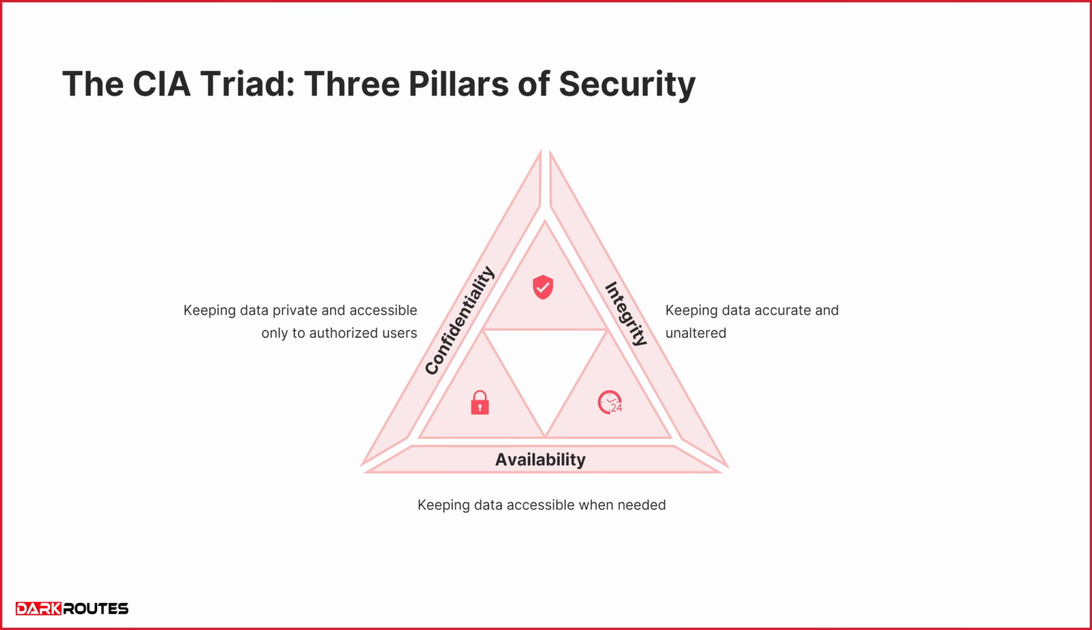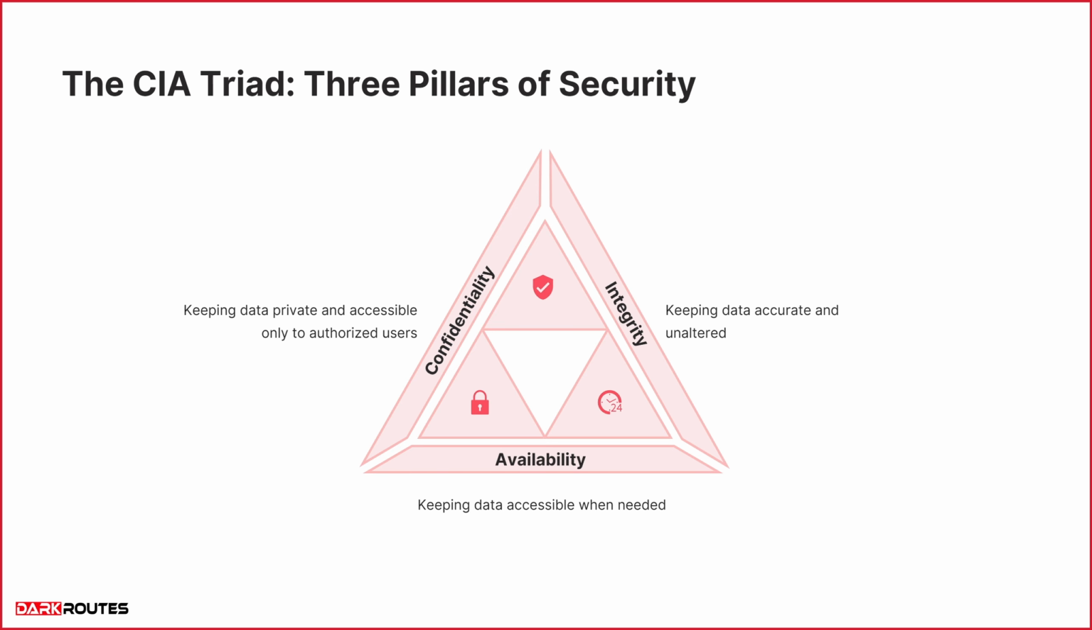In cybersecurity, everything that we do, from encryption to access control, revolves around three goals: confidentiality, keeping information private; integrity, keeping information accurate; and availability, keeping information accessible. These are the three main pillars of security, and together they form what we call the CIA Triad.